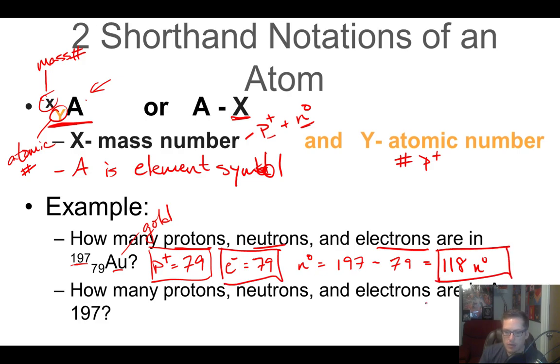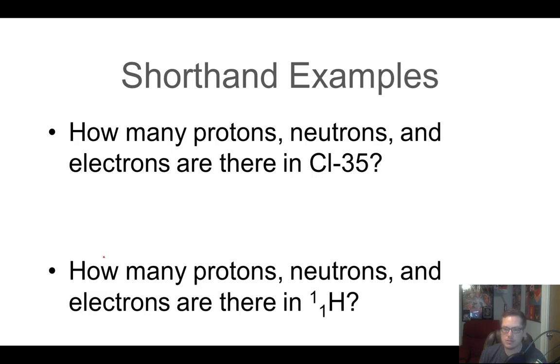Now the next question is how many protons, neutrons, and electrons are in Au 197? Notice that this 197 is the same 197 we have up here, and we've got the same element. They're both gold, so that tells us that it's exactly the same atom as the one above. So all of these values are going to be exactly the same. Notice that the mass numbers are the same and it's the same element. So they're going to be the same values, 79, 79, and 118. All right, let's do a couple more.